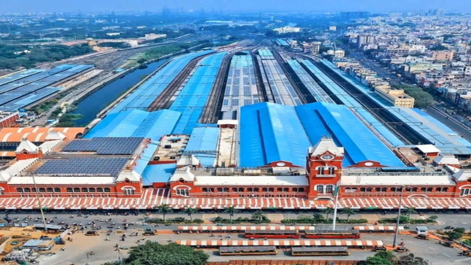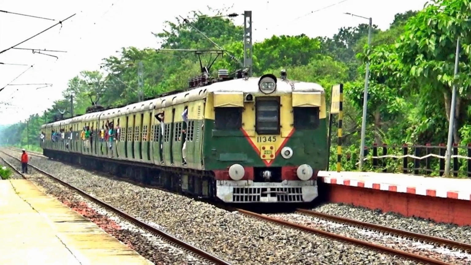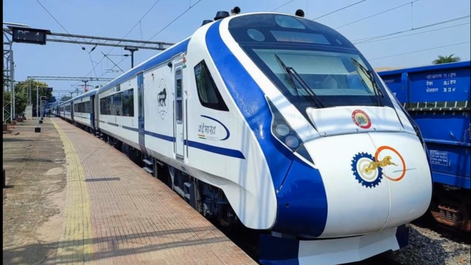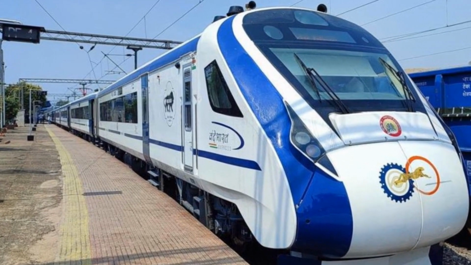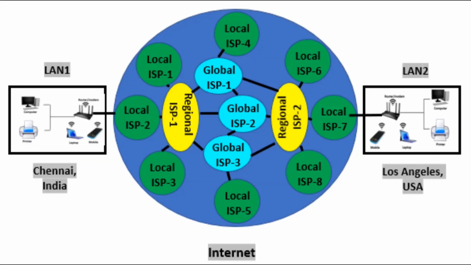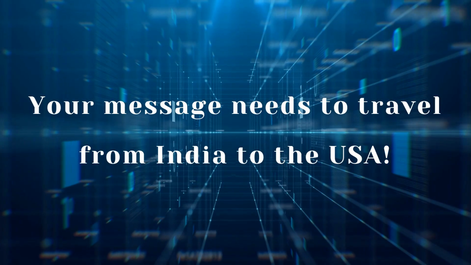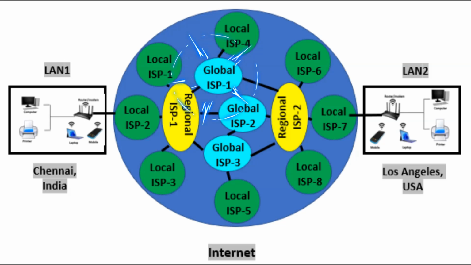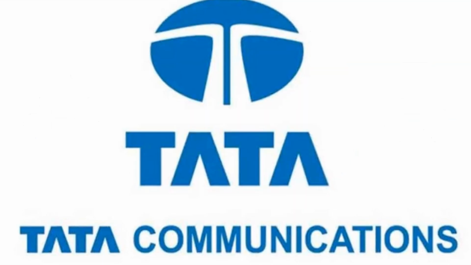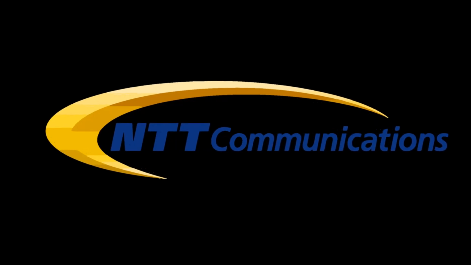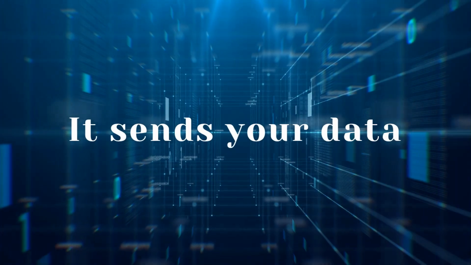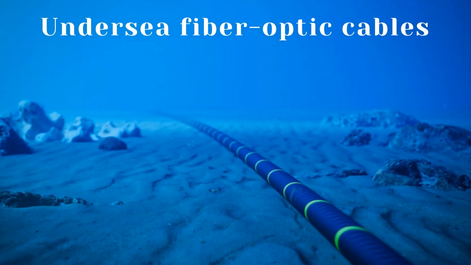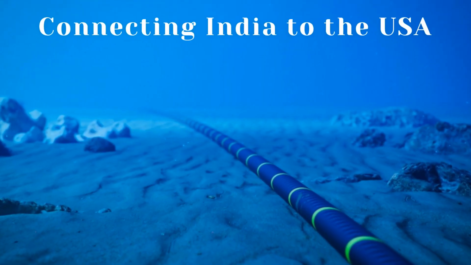Think of this as a train station in Chennai, where local trains, Tier 3, bring people, and bigger express trains, Tier 2, take them to major cities. Now we are connecting to a global ISP, Tier 1 ISP, International Undersea Cable. Your message needs to travel from India to the USA. A global ISP, Tier 1 ISP, like Tata Communications or NTT Communications, picks up your data. It sends your data across the undersea fiber-optic cables connecting India to the USA.